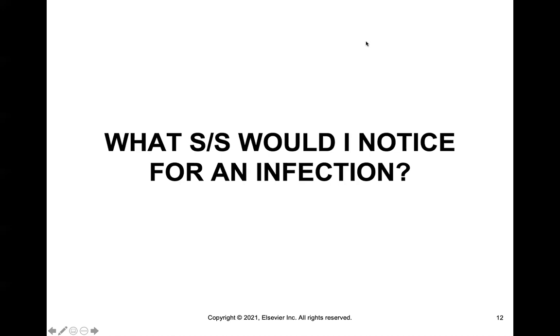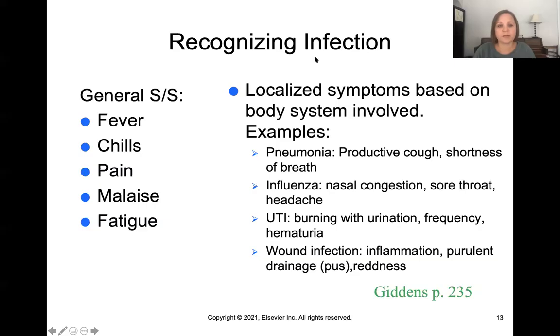So in our critical thinking course, we talk a lot about the Tanner steps, and the first step being that of noticing. So we want to know, what do we notice when we have an infection? So first, you're going to look for those general signs and symptoms. Signs and symptoms of infection can include things like fever, chills, pain, malaise, meaning just that overall not feeling good, and then fatigue, meaning being tired.